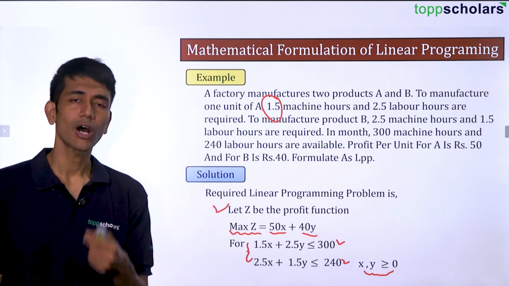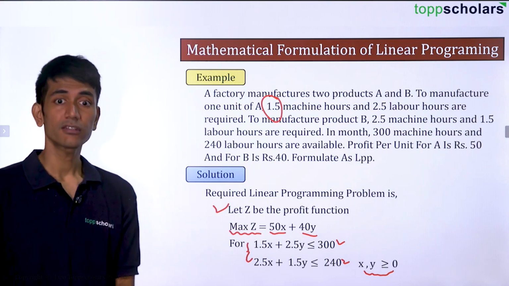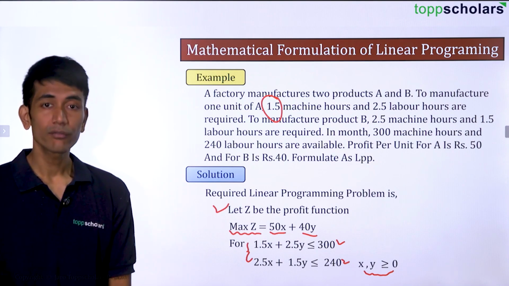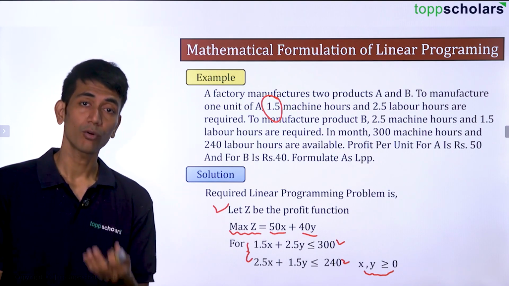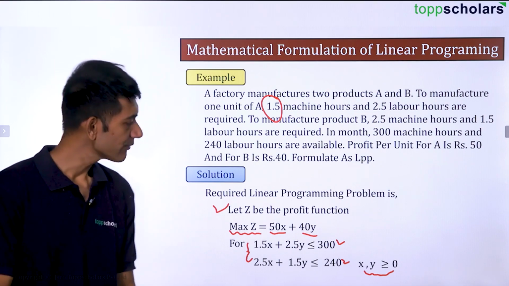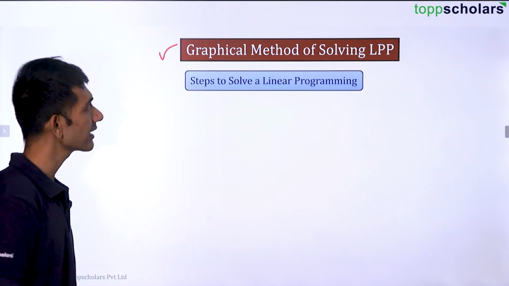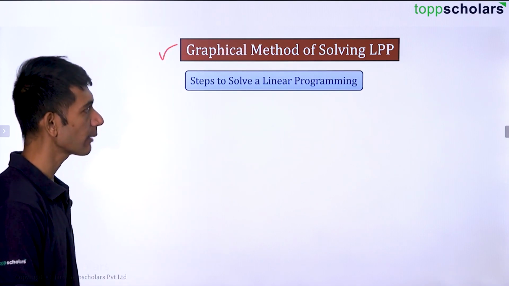So I hope you have understood how to formulate LPP. It's very simple. As of now we have just seen how to formulate LPP. Going forward we are also going to see how to draw the graph, find out the feasible region, and find out the optimal solution, right? Anyways, let's continue. Now comes the actual part, that is the graphical method of solving linear programming problem.